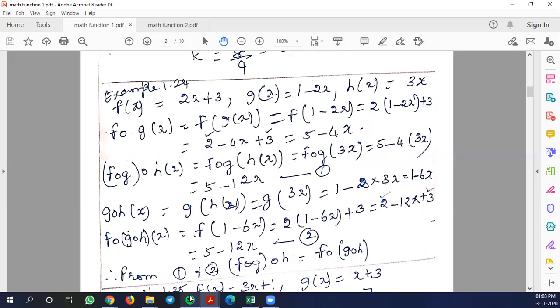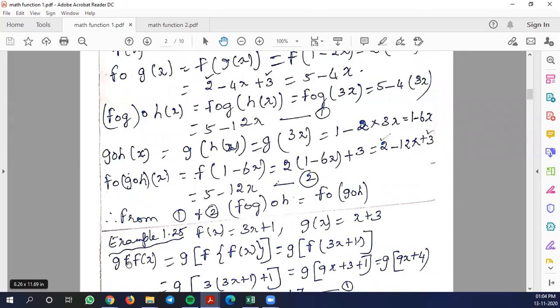I'm explaining again. g of h we've got already. Now f of g of h, that's equal to f of, g of h is 1 minus 6x. Now this full term is x now. What is f of x? It is 2x plus 3. That is 2 into, wherever you have this x, you have to substitute the value as 1 minus 6x. So 2 into 1 minus 6x plus 3. So expand this, 2 ones are 2, plus into minus, minus 12x, plus 3. Combine these two, 2 plus 3 is 5 minus 12x. So from 1 and 2, these two are equal.